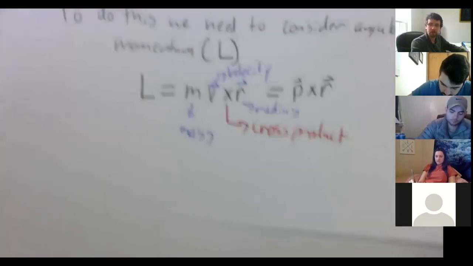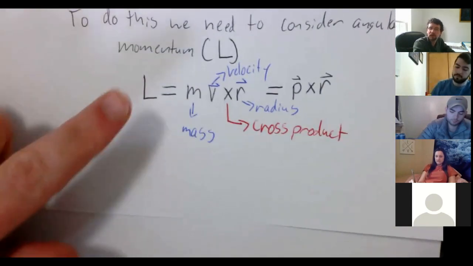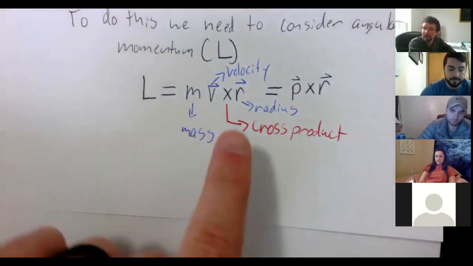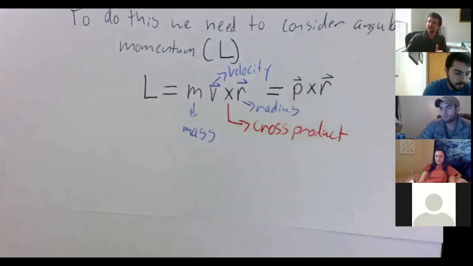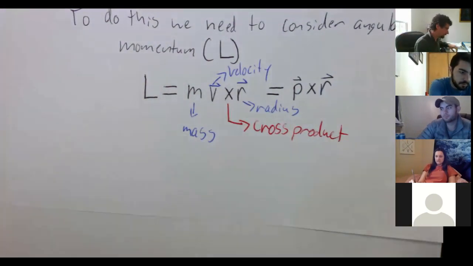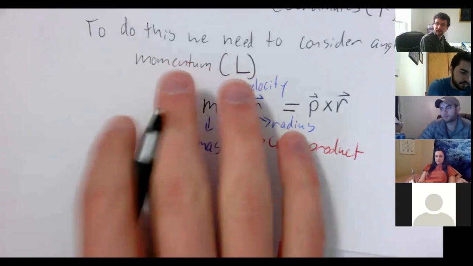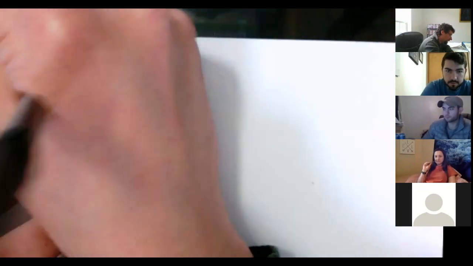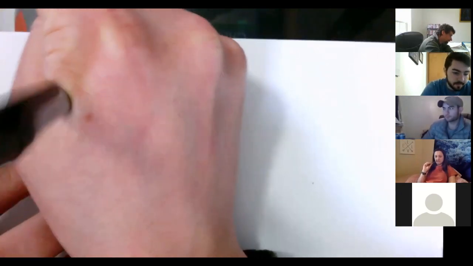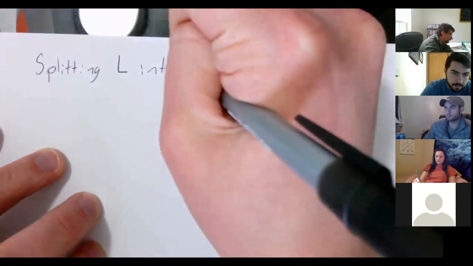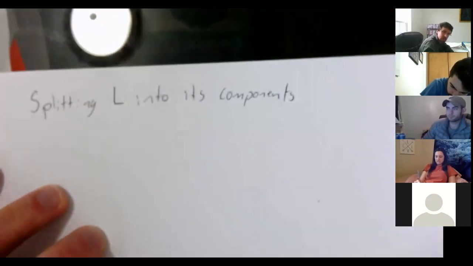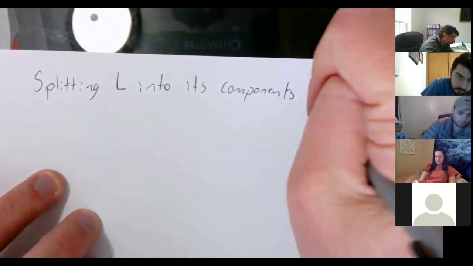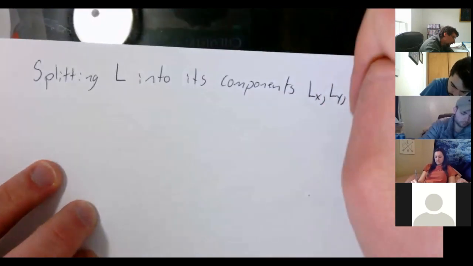Now, since we're in a three-dimensional system, we could break this into different components. Like Josh said, these are vectors, right? So we could break this down into individual components in the X, the Y, and the Z direction. So am I okay to move this out of the way? Splitting L into its components: L sub X, L sub Y, L sub Z.